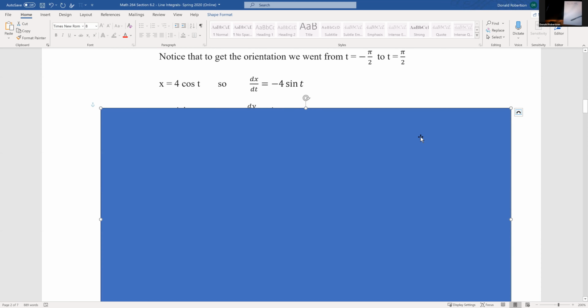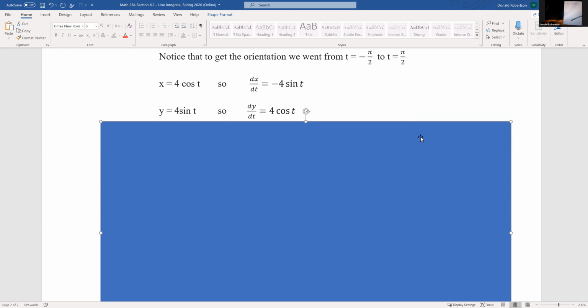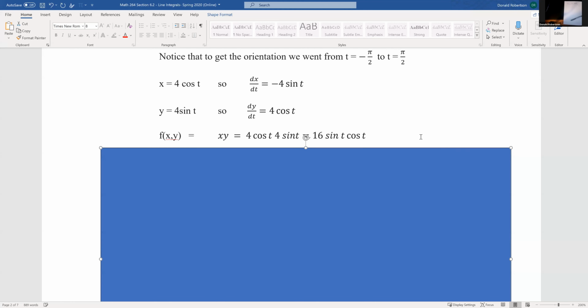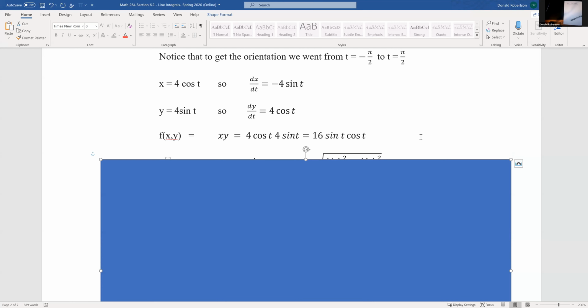Right, x is going to be 4 cosine t, so dx by dt is -4 sine t. There's your y, 4 sine t, so that's its derivative, dy by dt. There's your function xy, that's going to be the x's, and that's the y's. Put them together, you get that. Pretty standard.